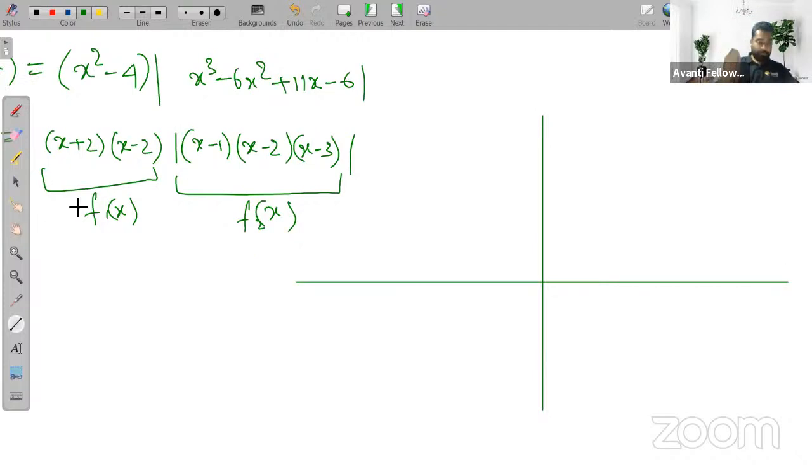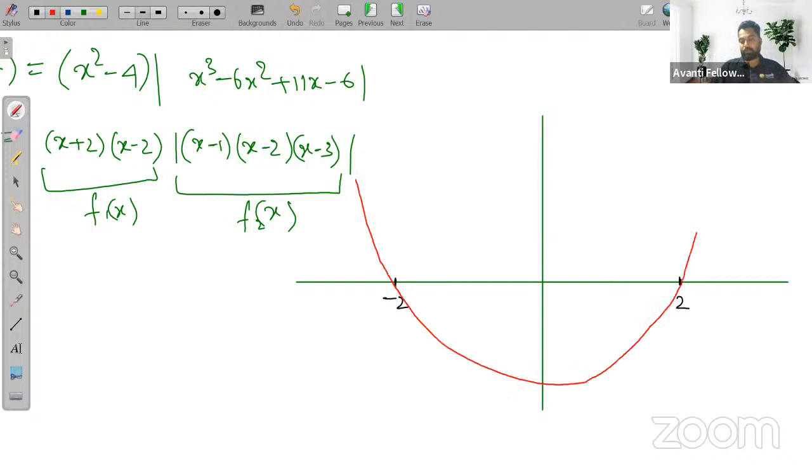Okay, so for the first function f1(x), let me try to draw it. The roots are -2 and 2. Suppose this is my -2 and this is my 2, right? Then the graph of this will be a parabola, because this is a quadratic expression. So the graph will be like this.